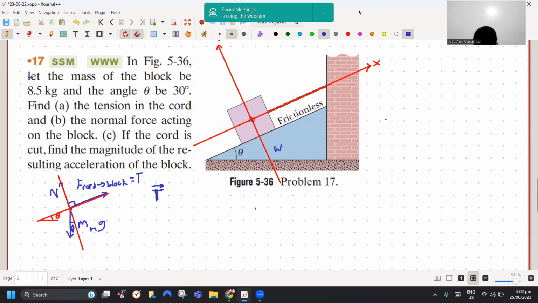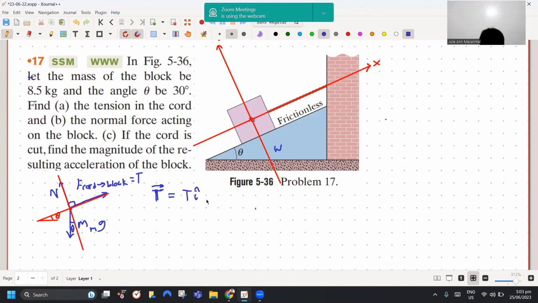T vector is equal to T. So it is along X, right? So that's going to be T times I hat. So magnitude T times I hat. We don't know what the tension is yet.